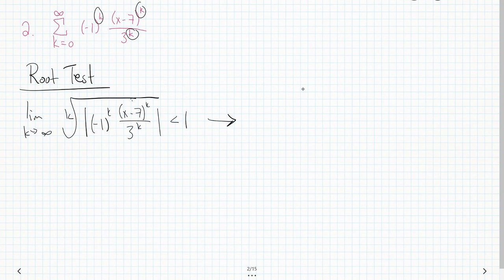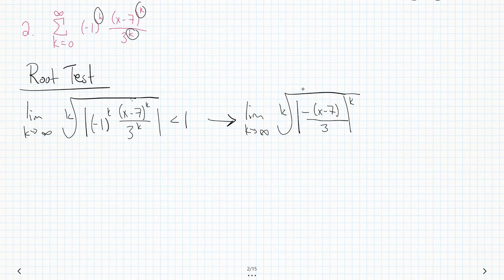Sometimes I get in the habit when I'm doing it on my own, I just figure this out and I just remember at the end that it's less than 1. But just to make sure that we're reiterating that here, I'll try and write it on every line for you. So at the end of the day, what do we have? We have the limit as k approaches infinity of the kth root of the absolute value of negative, and then we have x minus 7, all over 3, and all that's raised to the kth power. I can move that to the outside. It isn't going to make a difference, because we're taking the absolute value of that thing.